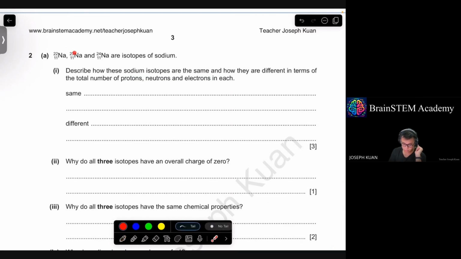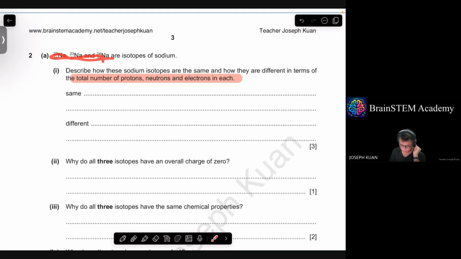Sodium 22, sodium 23, and sodium 24 are isotopes of sodium. Describe how these sodium isotopes are the same and how they are different in terms of the total number of protons, neutrons, and electrons in each. So as we can see, they have the same number of protons. And because they're neutral, their electrons should be 11 as well. So same electrons, and then they have different numbers of neutrons, right? Leading to their mass number being different.